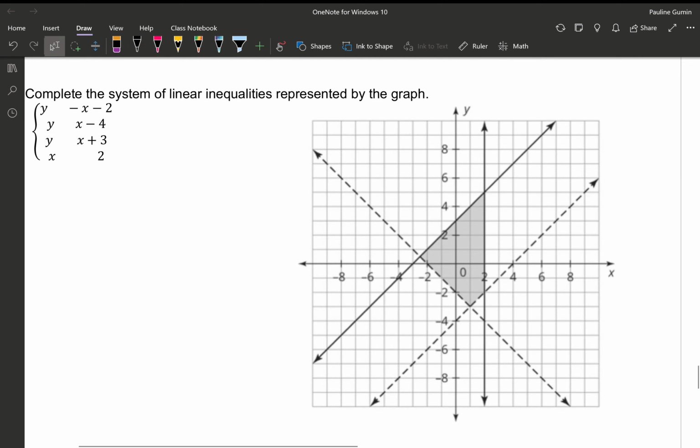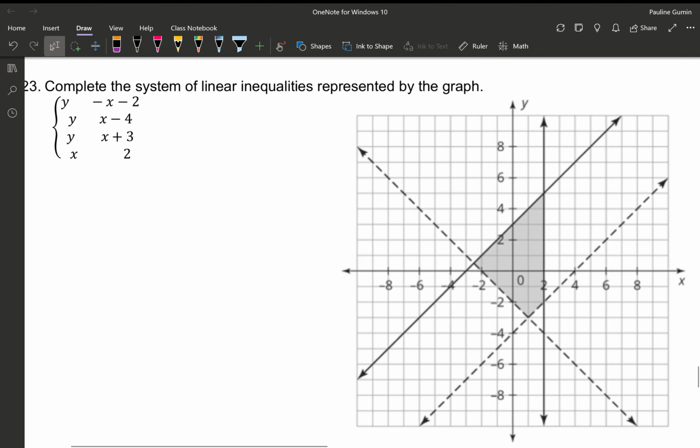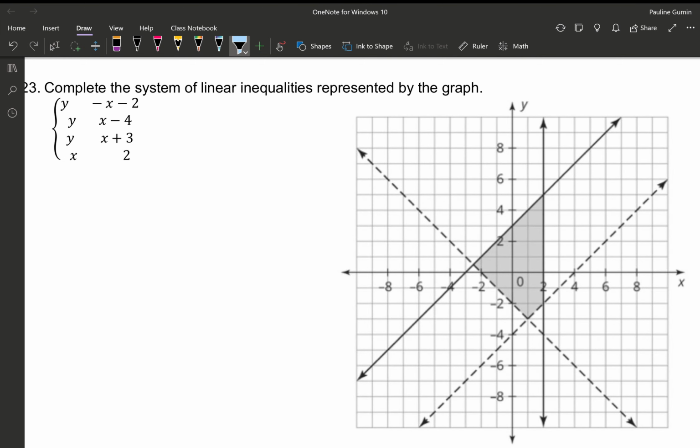What we're going to be doing here is completing the system by writing the appropriate symbols. So this is how I figure it out. The first inequality that I'm looking at has a -2 in it, which means it crosses -2 on the y-axis. So we're talking about this line right here. This line is shaded up. That means greater than. It's dotted, so it doesn't get a line underneath.